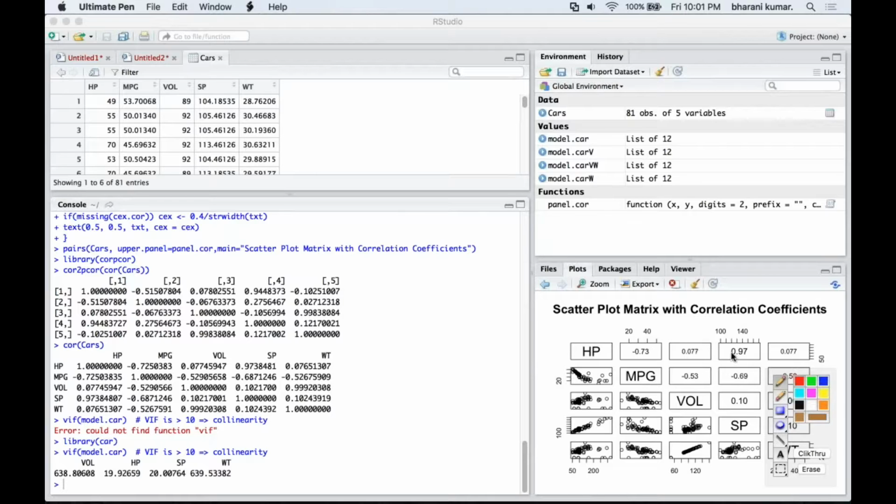I didn't get you, Smitish. Mostly they asked to determine that. Means? Yeah.